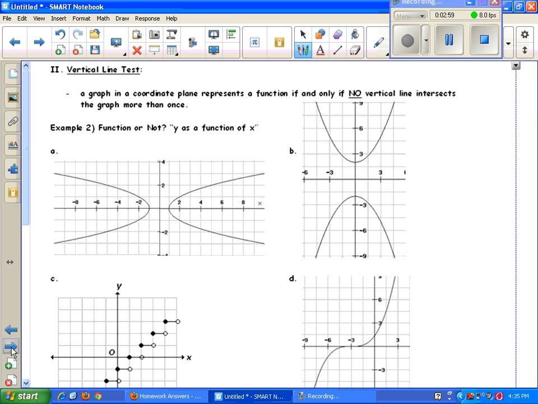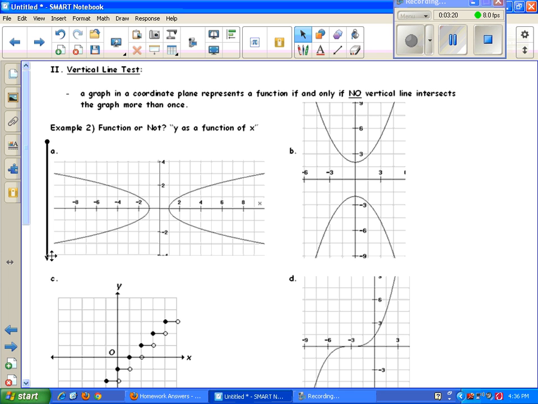So the vertical line test. A graph in a coordinate plane represents a function if and only if no vertical line intersects the graph in more than one place. If we want to determine whether or not something's a function, we're going to use our vertical line test, or sometimes it's called the pencil test, to determine this.